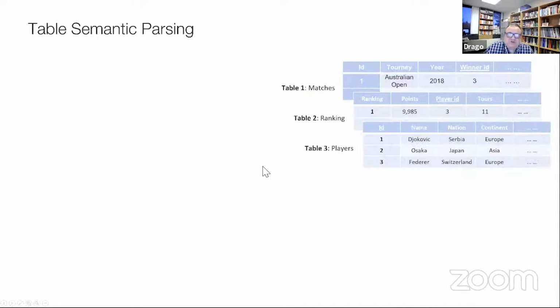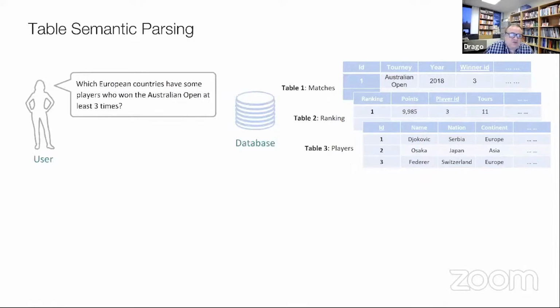Okay, so let me show you first why table semantic parsing and text to SQL is a challenging problem. Suppose that we have a database that consists of those three tables. One is about tennis matches, one is about ranking of players, and the final one is about the players themselves. Suppose that the user asks a question like this one: which European countries have some players who won the Australian Open at least 3 times?